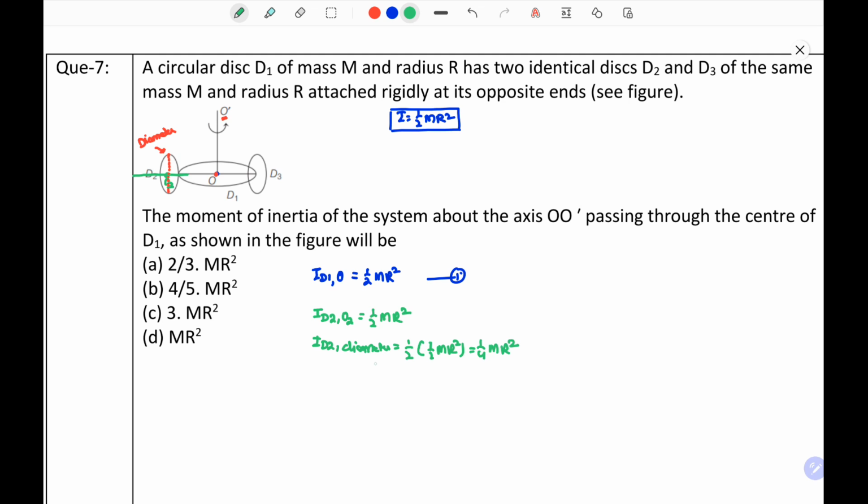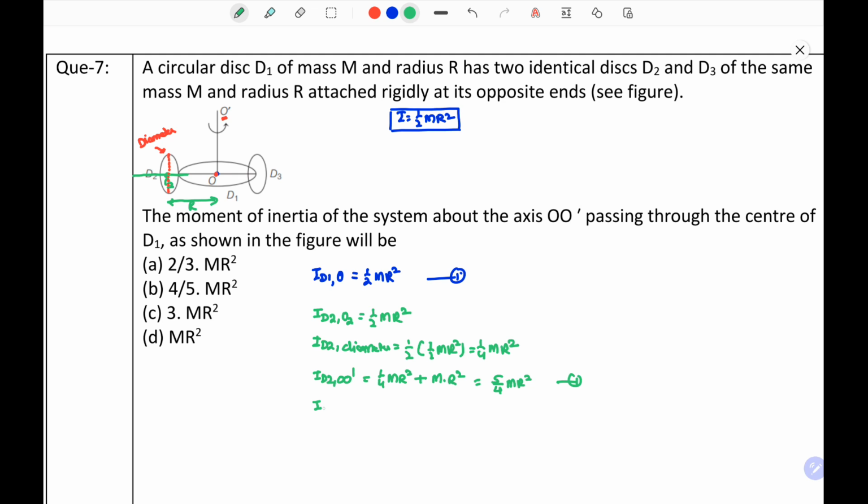And then using the parallel axis theorem, the moment of inertia of D2 about OO dash will be equal to 1 by 4 mr square, which is the moment of inertia of the disk about its own diameter, plus the mass of the disk, m, times the square of the distance between the axes. These parallel axes have a distance of r, so it is mr square. Therefore, we will have 5 by 4 mr square. This is equation number 2.